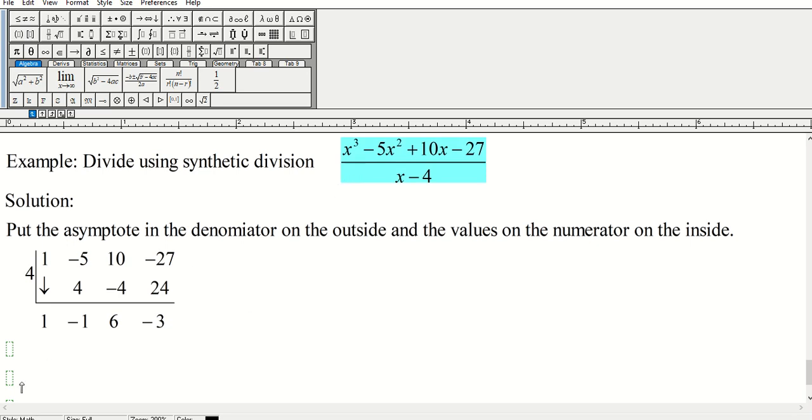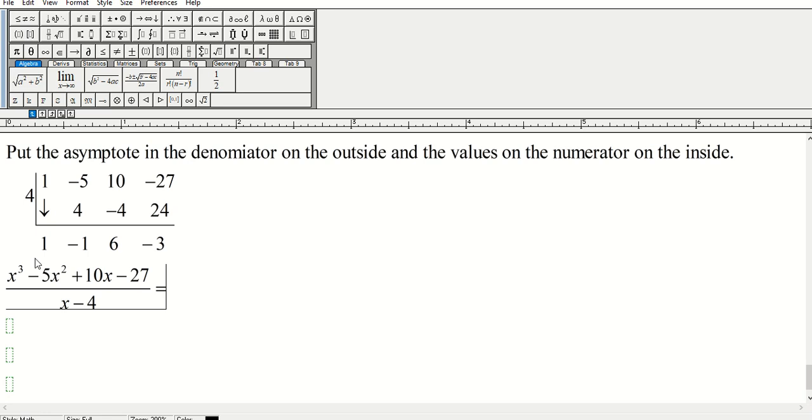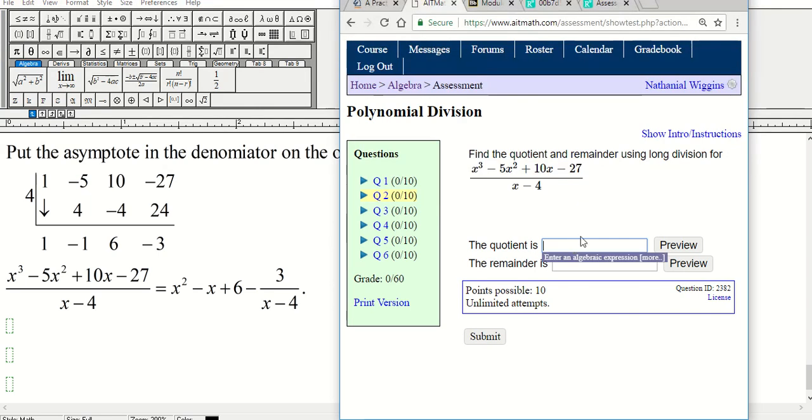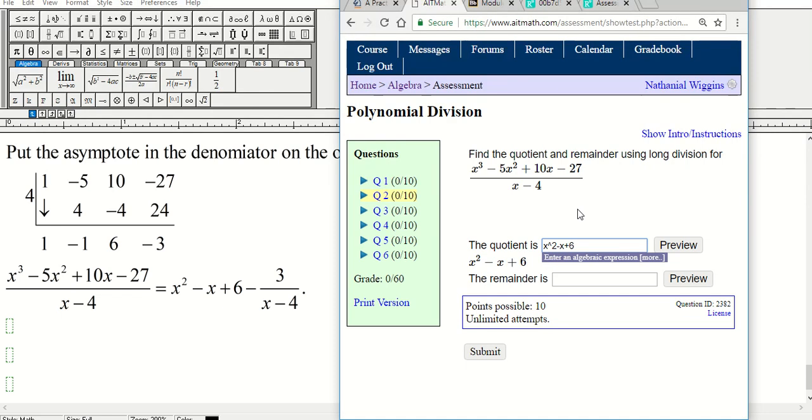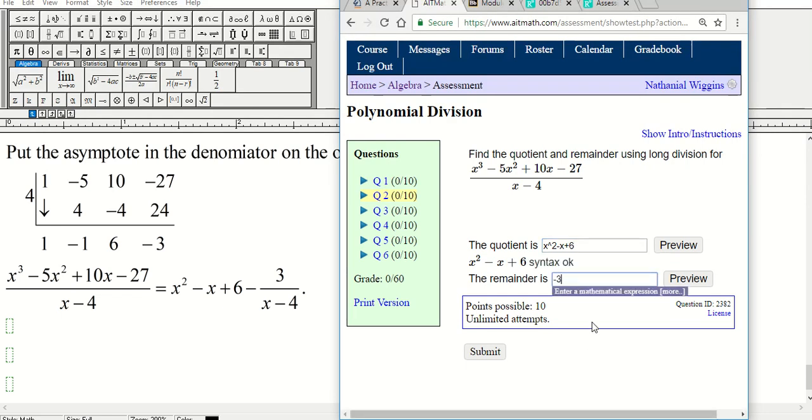This thing equals, so this used to be x cubed, so this is going to be an x squared. Everybody gets demoted one. This is going to be an x plus a 6, and then negative 3 over x minus 4. There you go. And so that should be my answer here. Let's try this. It's going to be x squared minus x plus 6, and then this one's going to be a negative 3.